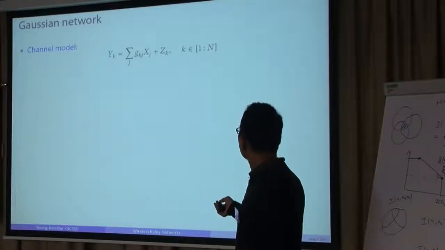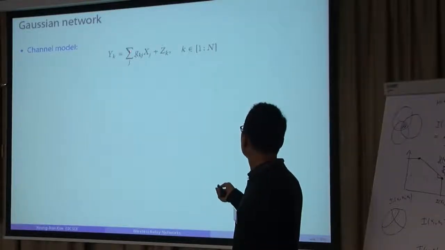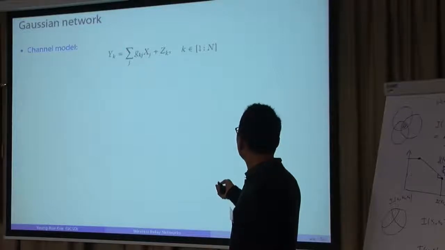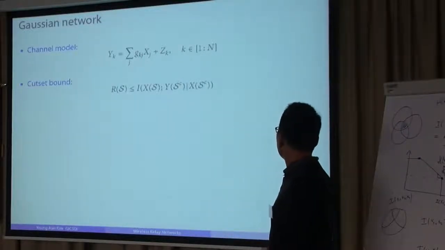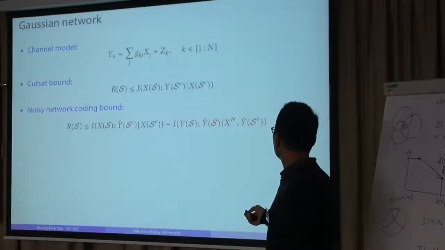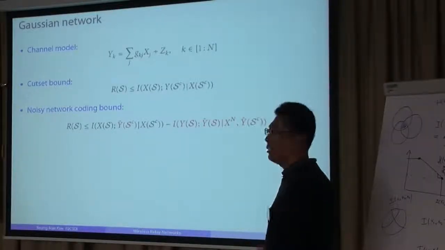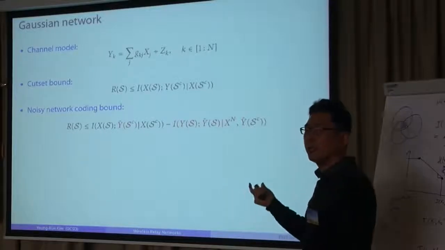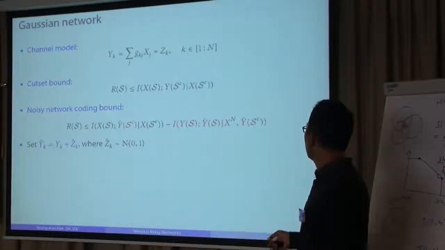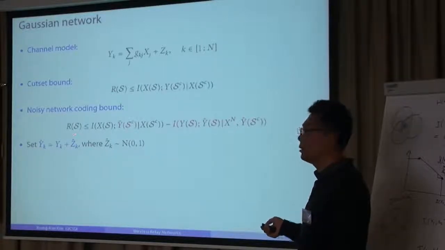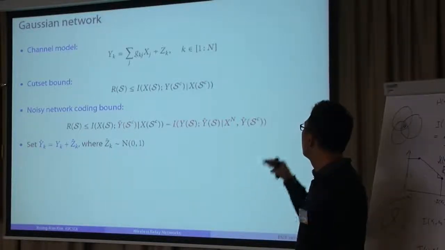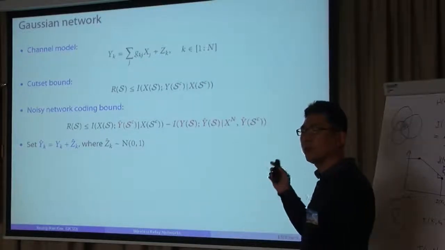For the Gaussian network, where the received signal is the superposition of input signals, appropriately attenuated by the channel gain, plus Gaussian noise, the cut-set bound, again, can be written this way, and the noisy network coding bound can be written this way. And from our exercise for compress-forward earlier, we know exactly how to choose the quantization. So the quantization noise should be at the same level as the channel noise. And this goes back to Avestimehr, Diggavi, and Tse.